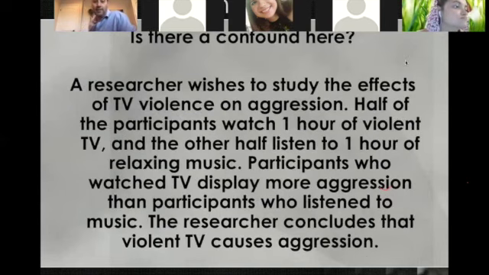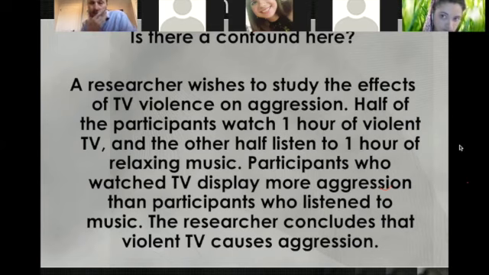Or take another example. Let's say a researcher wishes to study the effects of TV violence on aggression. So half of his participants watch an hour of violent TV. The other half, during that time, listen to an hour of relaxing music. So participants who watch violent TV display more aggression than participants who listen to music. So the researcher concludes that violent TV causes aggression. So is there a confound in this study?